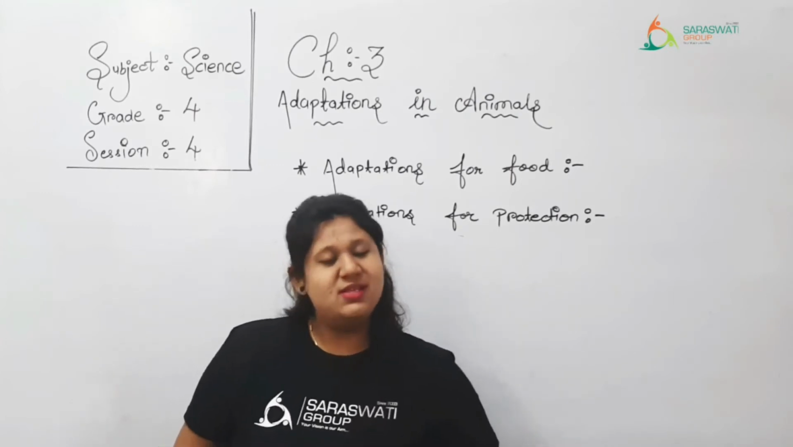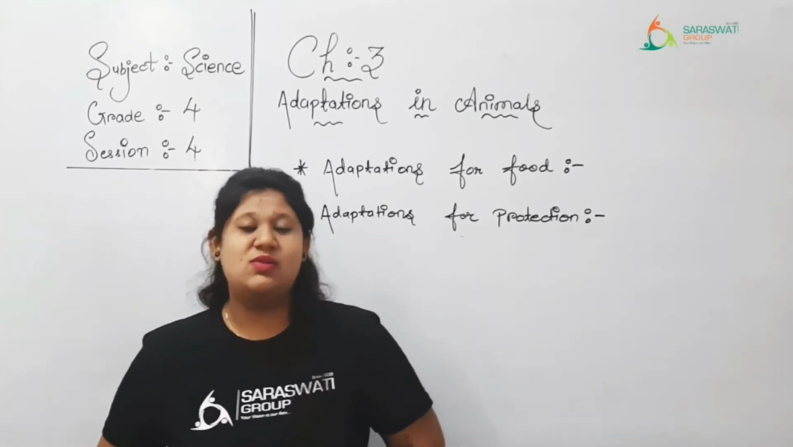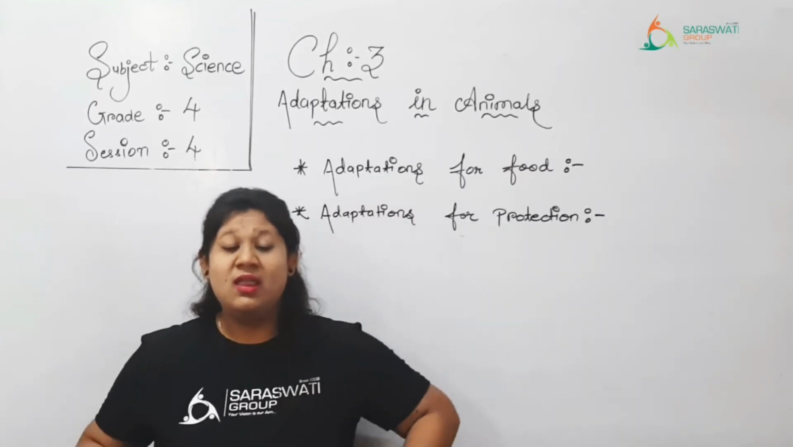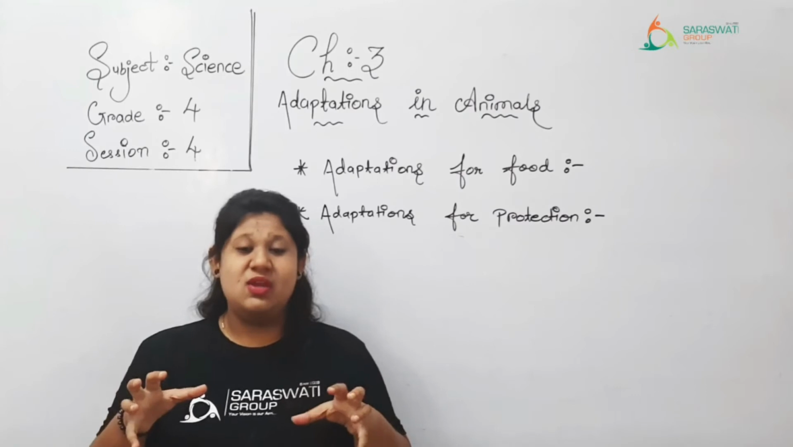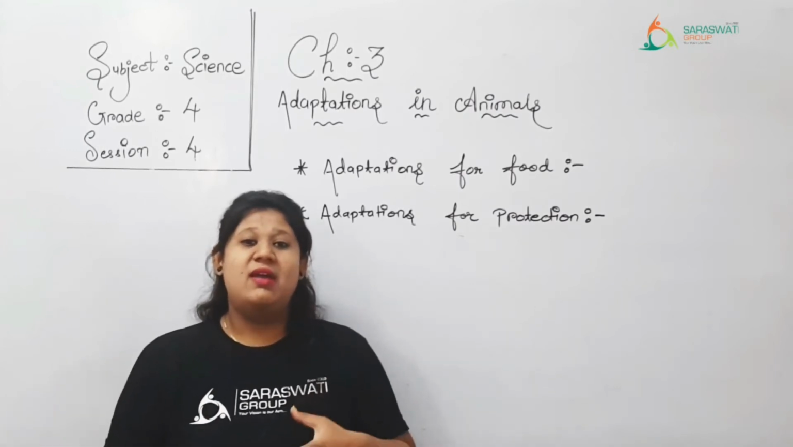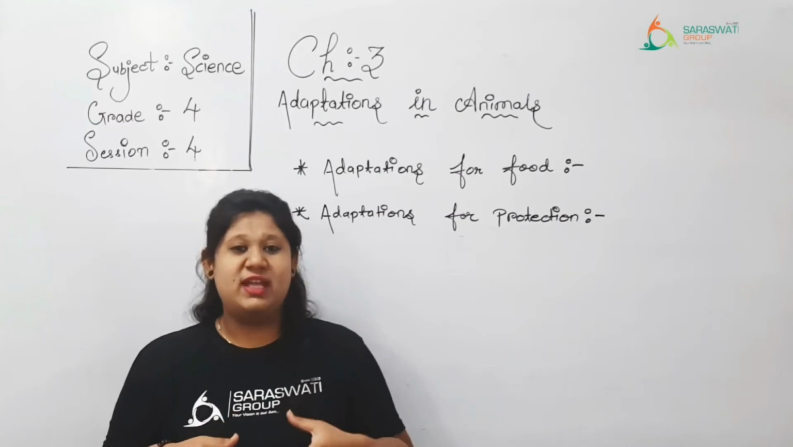Birds? Really, birds are also carnivores? Yes, some birds are also carnivores. But how are they killing other prey? They have sharp claws. With those claws, they can easily catch any prey. And for a few minutes, they can hold that prey.